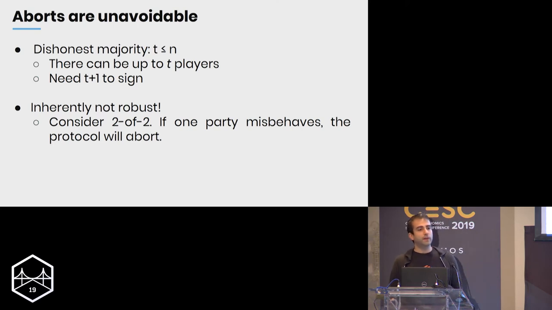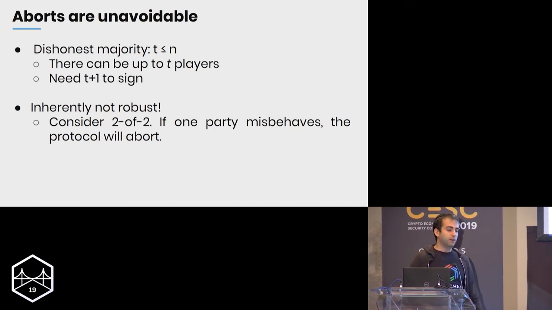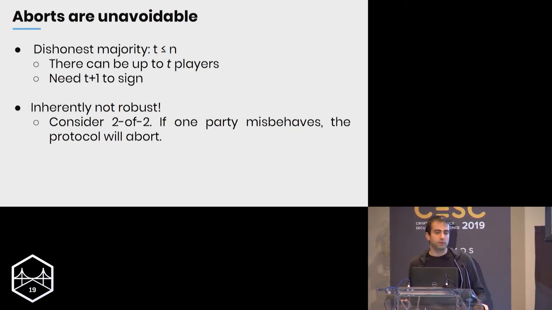Well, if you want T to be up to N, you have an issue here, because on the one hand, there can be up to T bad players. T players can just not want to sign, do the wrong thing. On the other hand, I need T plus one to sign. But if T is all the way up to N, if there are T bad guys, I might not have T plus one left to actually sign. As a simple example, think of the two-out-of-two case. In the two-out-of-two case, we could tolerate one person who's bad. If one computer falls in a puddle, or one guy just publishes his share, it's okay. Everything's still good. But if that guy's bad and there are only two people, then I'm not going to be able to get a signature, right?